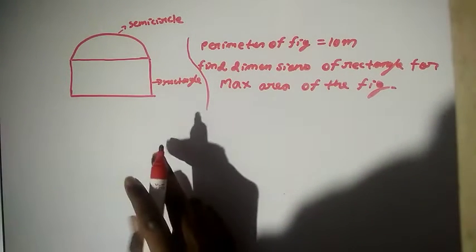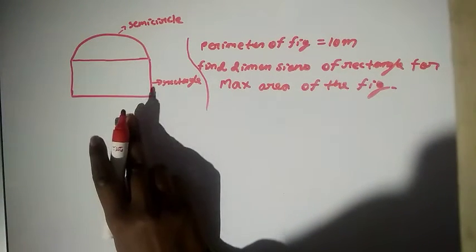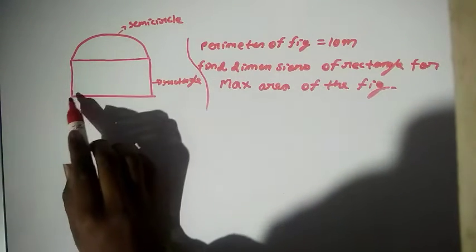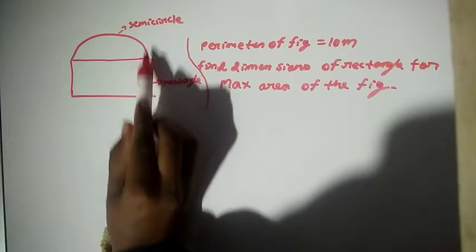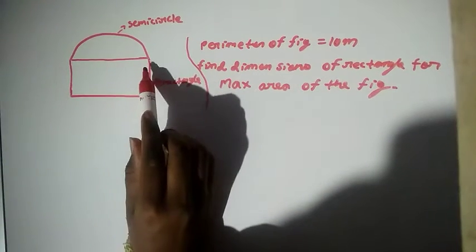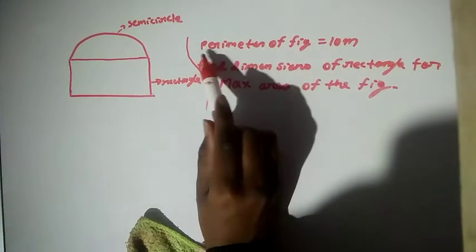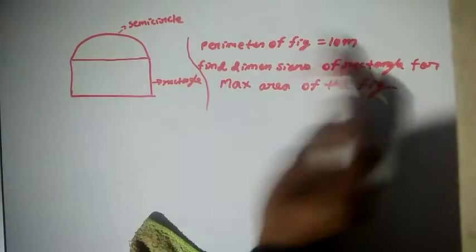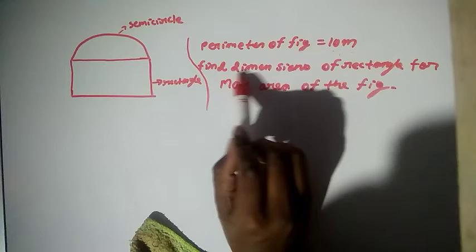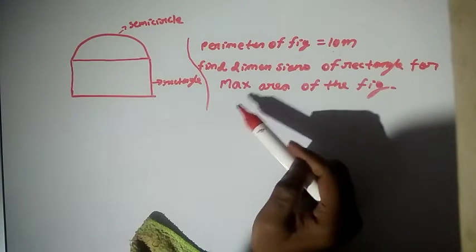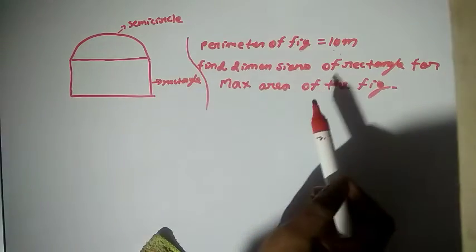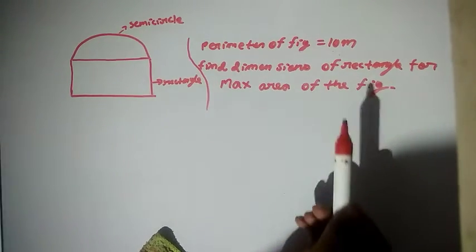In this video we are going to solve this problem. Here we have a rectangle and a semicircle on top of it, and the perimeter of the figure is 10 meter. The perimeter is 10 meter, and we need to find the dimensions of the rectangle for which the area of the figure is maximum. So let's begin.